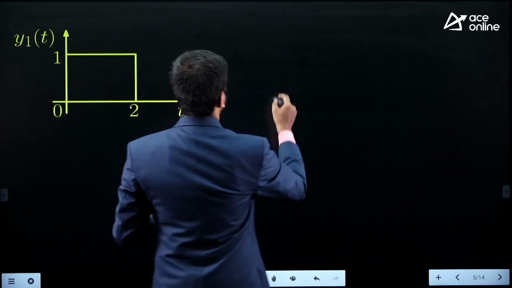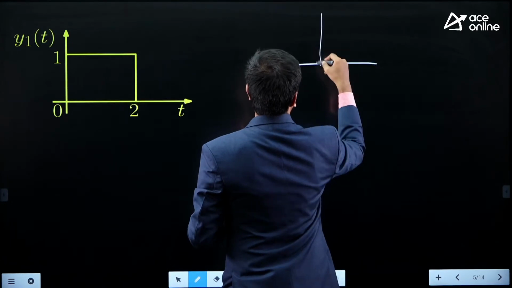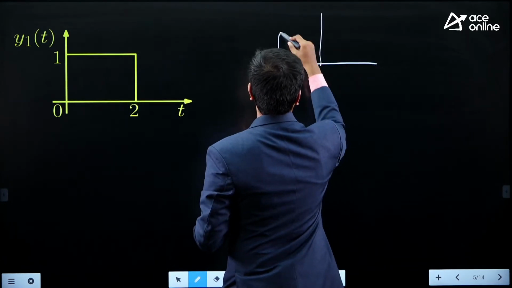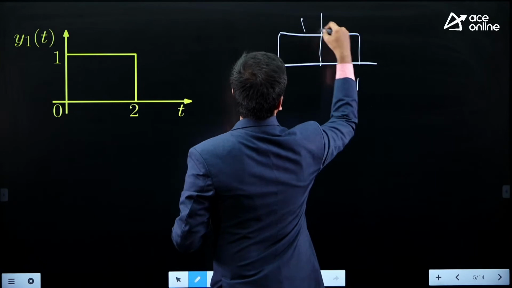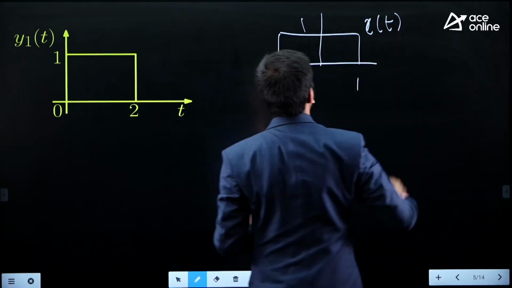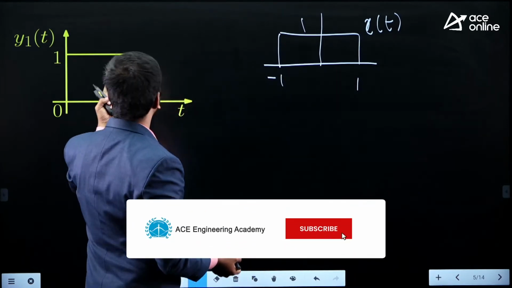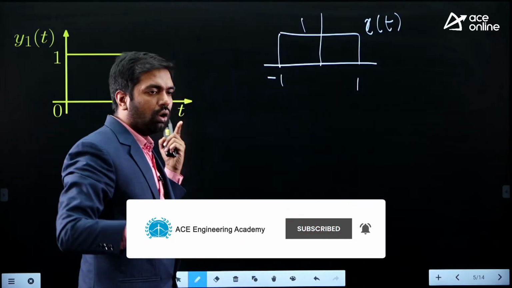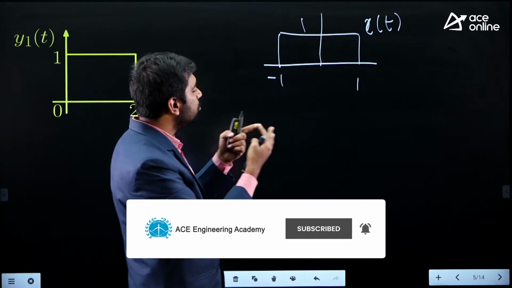I can. So what is x of t? X of t is given in the following way: from -1 to 1 with amplitude 1. This is x of t. What's the relation between this and this? How can you express y1 of t in terms of x of t?